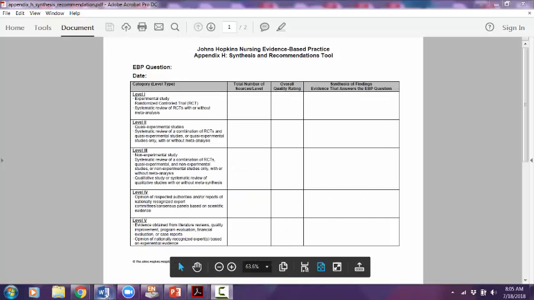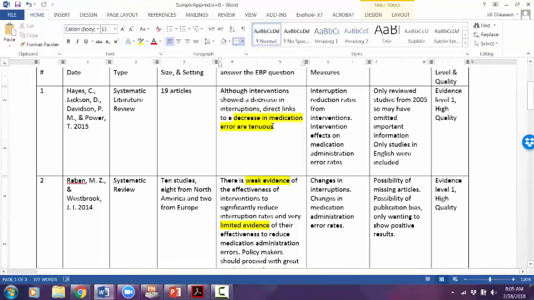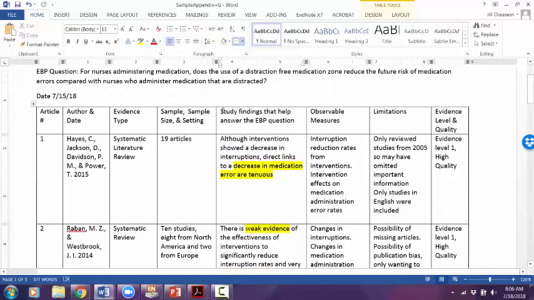So if you've done your Appendix G correctly, you should be able to quickly count up the number of studies that you have at each level and say what the quality is. Look in this column here about the findings that answer the questions, and that's called synthesizing, and then you make your recommendations based on this synthesis.